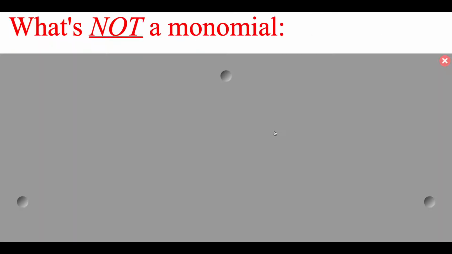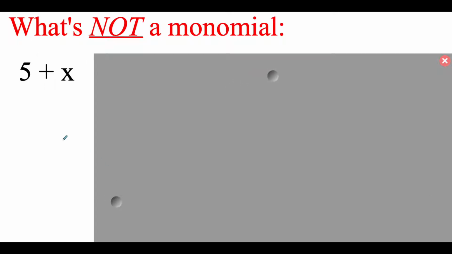Now there are also some things out there that don't count as monomials. So here's an example of one, having 5 plus x. The only way that you're allowed to have a number and a variable mixed together and still have it be a monomial is if there's multiplication between them. You're not allowed to have addition or subtraction and still have that count as a monomial. So 5 plus x, because of that addition, not a monomial.